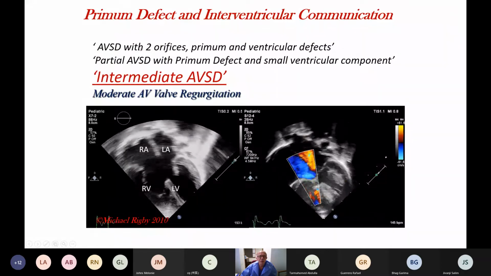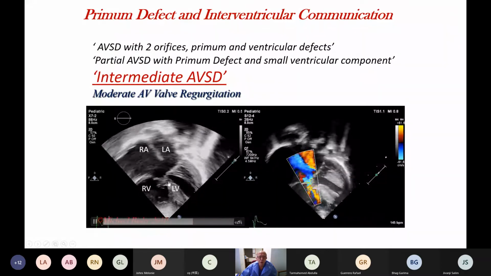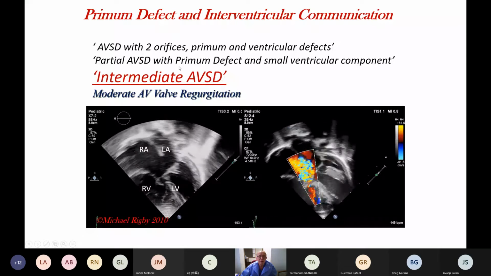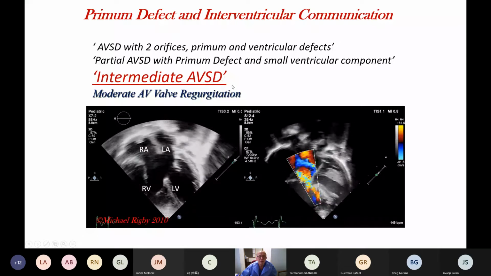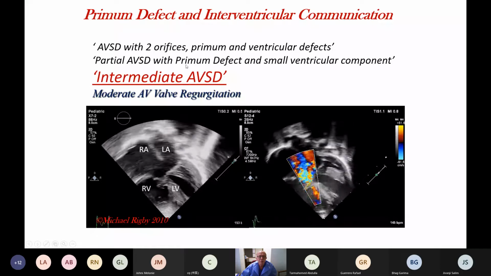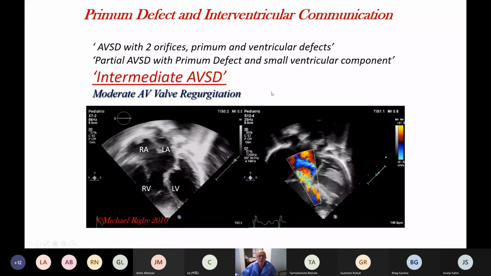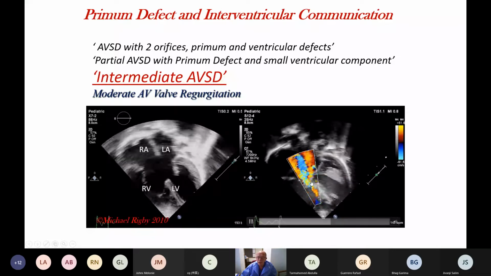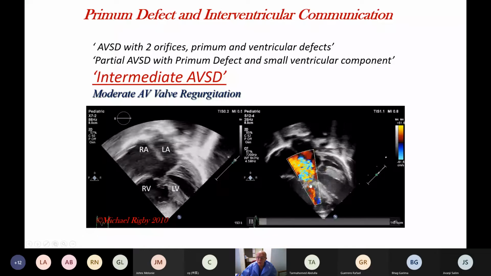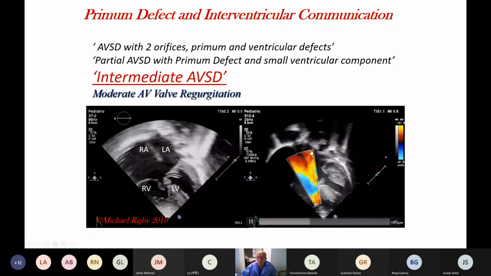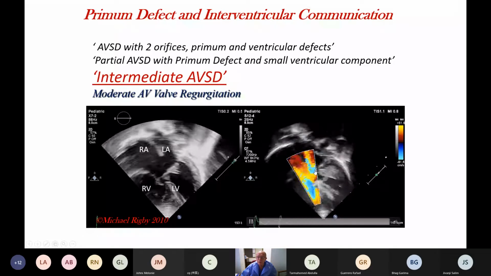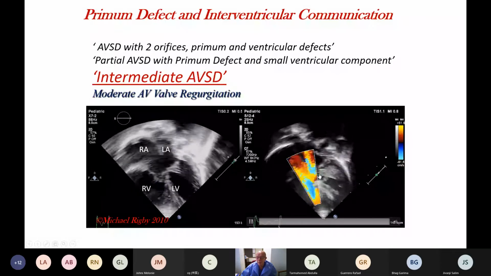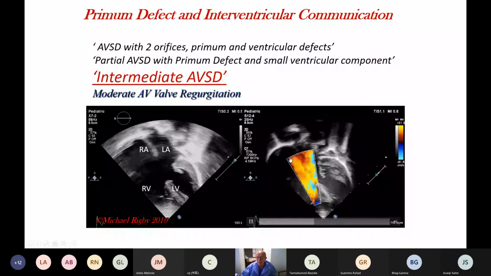Here's a primum defect with a small ventricular component, two valve orifices, and this is an intermediate AVSD. Primum defect with small ventricular component, and also you can see here atrioventricular valve regurgitation at two sites. Not unusual to see regurgitation, and this is sort of moderate regurgitation, right ventricle to right atrium, probably here left ventricle to right atrium.